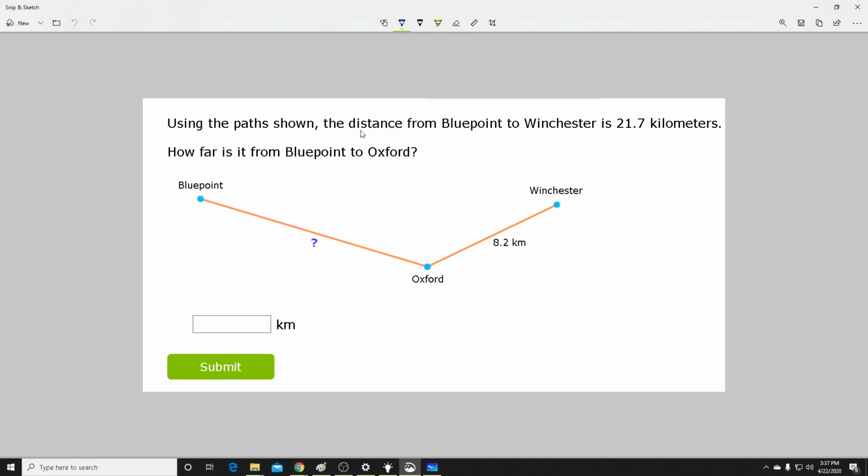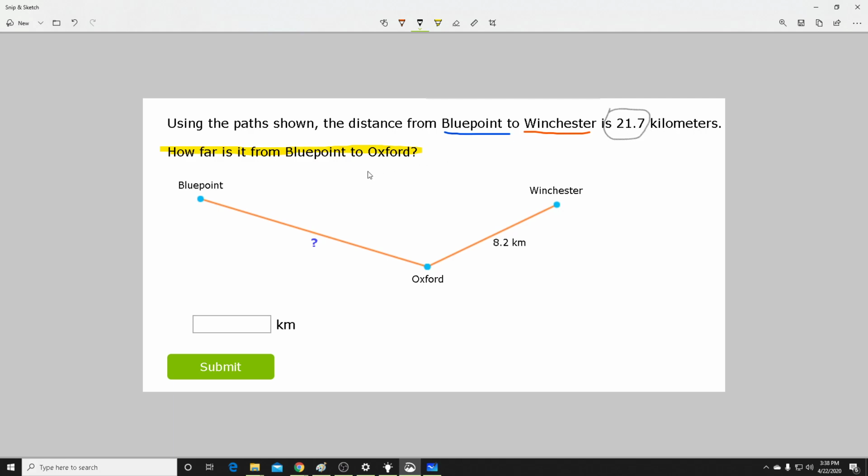We're using the paths shown. The distance from Blue Point to Winchester is 21.7 kilometers. How far is it from Blue Point to Oxford? So this is our key question here, what we're trying to answer. And then we have some important information up here. We know the distance from Blue Point to Winchester is 21.7 kilometers.